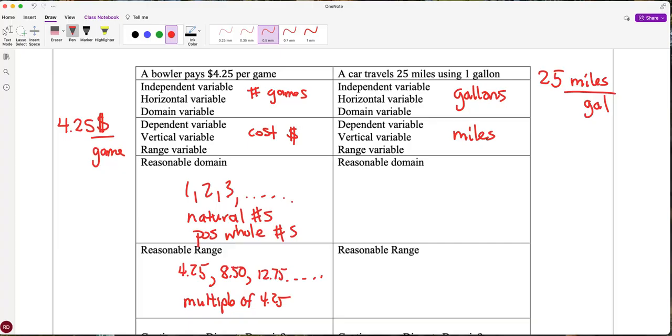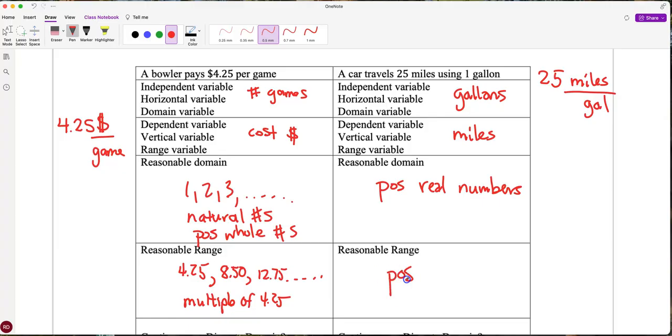What kind of numbers is that? It's continuing. I could use 1 gallon, 1.1, 1.2, 1.3. So these are positive what? Not natural, real numbers. Okay, I could use 0.6 gallons. And then the range for every gallon is what, 25 miles? But what would happen if I traveled half a mile? 12.5, or a third of a mile. So is it going to be 25, 50, 75 or no? No, it's what? The same thing. It's what? All real numbers.